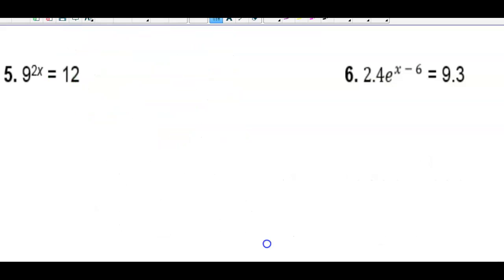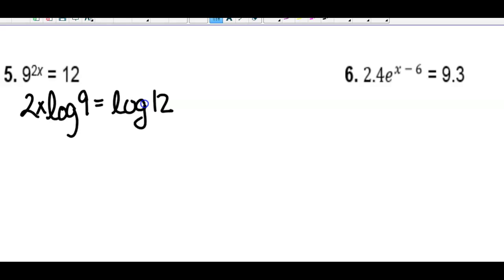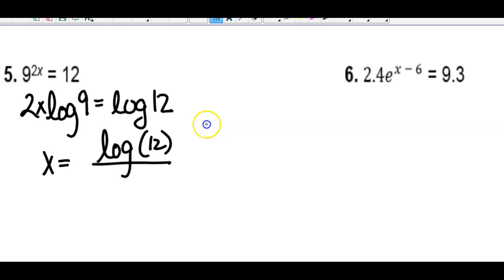All right, there's no way to write these both as the same base, so you're going to have to take the log of both sides. Then you can bring the 2x out in front. Then, honestly, to get x all by itself, you could just divide both sides by 2 times the log of 9. Well, that's a hot mess.